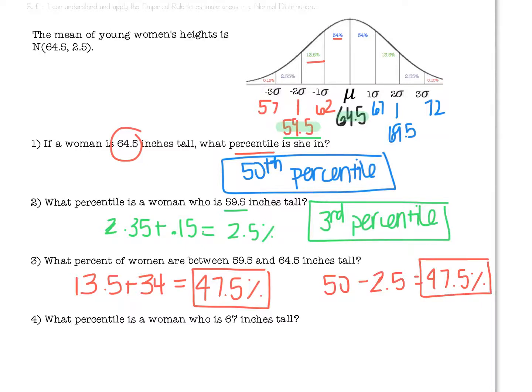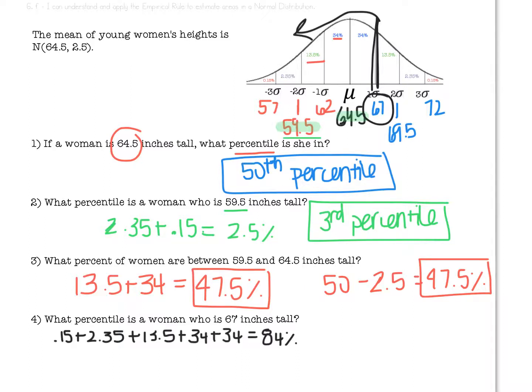And the last question. What percentile is a woman who is 67 inches tall? So 67 inches is 1 standard deviation above. So we're talking about percentile, so we want everything below. So there's also 2 ways we could figure this out. So 67 would be this 34%, this 34%, this 13.5, this 2.35, and this 0.15. So I could add all of those up, and I would get 84%.